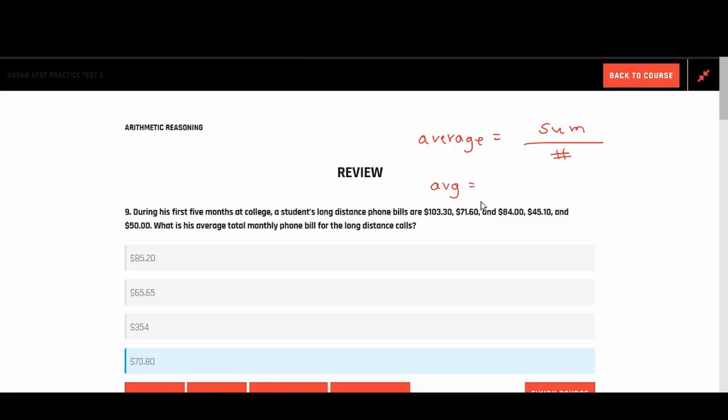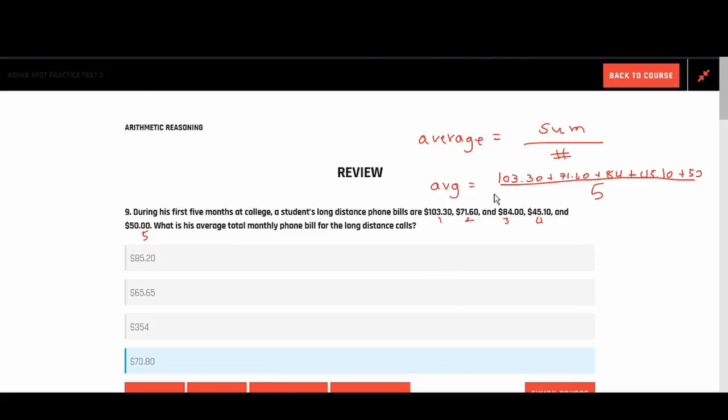Let's go ahead and set it up and see what it looks like. So we have 103.30 plus 71.60 plus 84 plus 45.10 plus 50. Again, that's the sum of all the numbers. How many numbers are there? There's 1, 2, 3, 4, 5 numbers total.